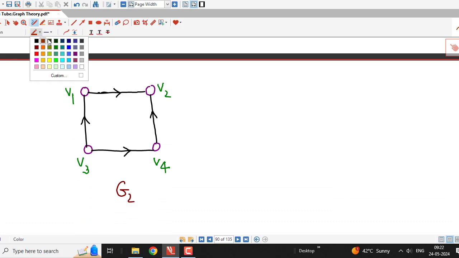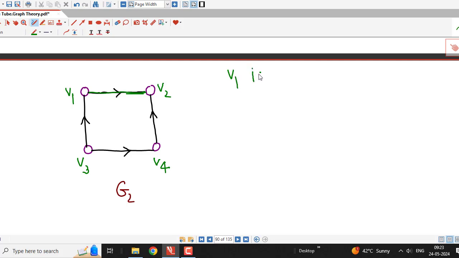Now I have taken this graph. Here also we will check whether it is strongly, weakly or unilaterally connected. So if I check for V1 and V2, we can see that along this path V2 is reachable from V1. But if we check whether V1 is reachable from V2 or not, if I go from V2, then you can see there is no edge coming out of V2. So we are not able to reach V1 from V2.